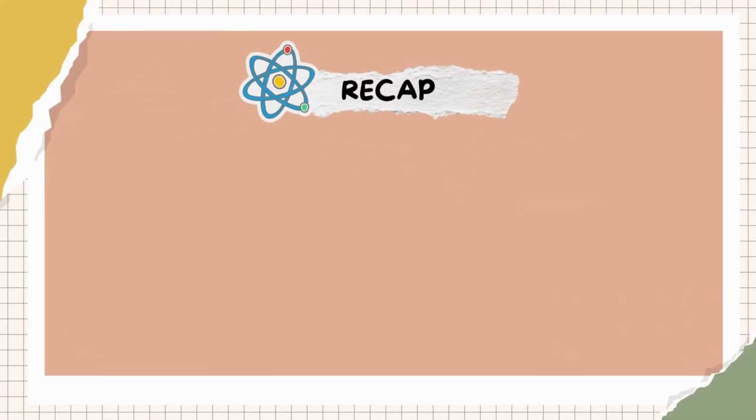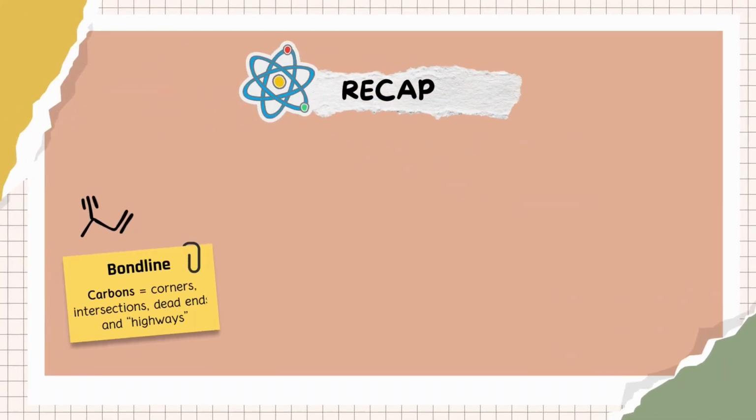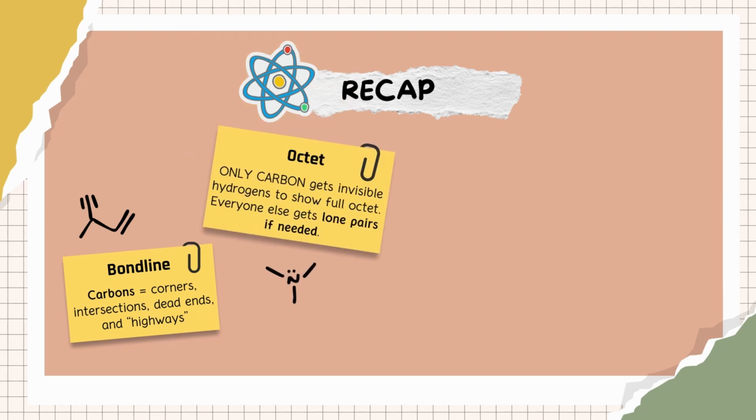So yeah, awesome work. Before we try some practice problems, let's do a brief recap. So, in bondline structure, carbons are the corners, intersections, dead ends, and those weird extended triple bond highways. In terms of showing a full octet, only carbon gets those invisible implied hydrogens to complete that set of 8 electrons. Everyone else gets lone pairs if needed.